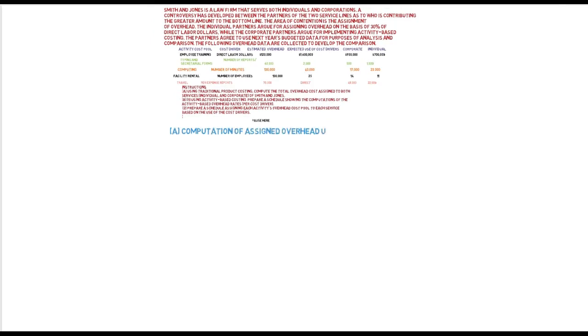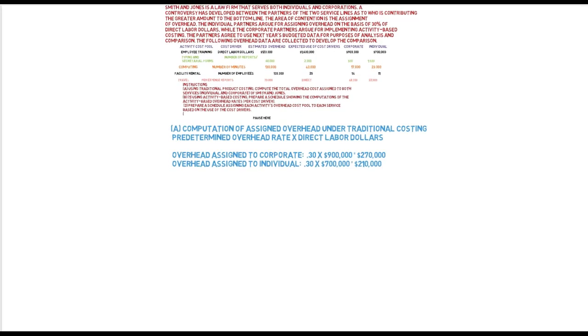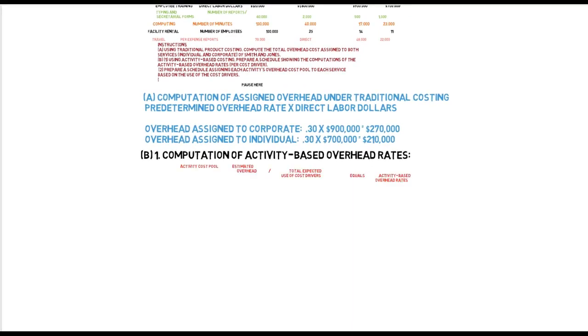Now we begin. First of all, let's do it the traditional way. That is the predetermined overhead rate, which is 30% times the direct labor dollars. The amount assigned to corporate is 30% of 900 or 270, and to the individual 30% of 700, which is 210. Now, the second part, or B, is a computation of the activity-based overhead rates.